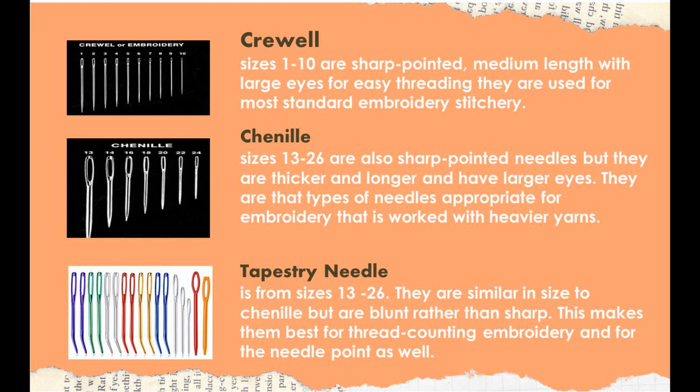Chenille. Its sizes 13-26 are also sharp pointed needles, but they are thicker and longer and have larger eyes. They are the type of needles appropriate for embroidery that is worked with heavier yarns. Tapestry needle. Is from sizes 13-26. They are similar in size to chenille but are blunt rather than sharp. This makes them best for thread counting embroidery and for needlepoint as well.